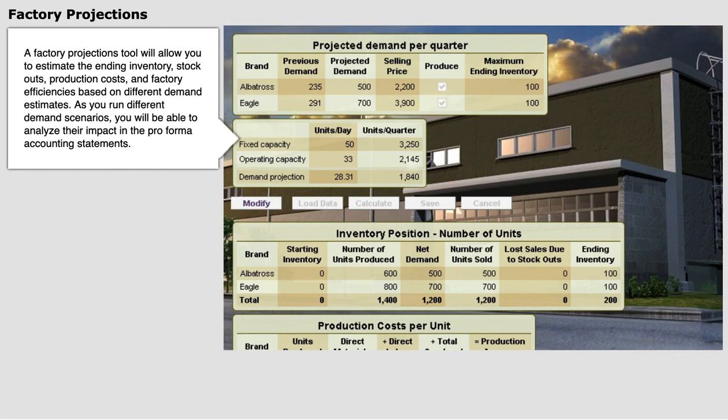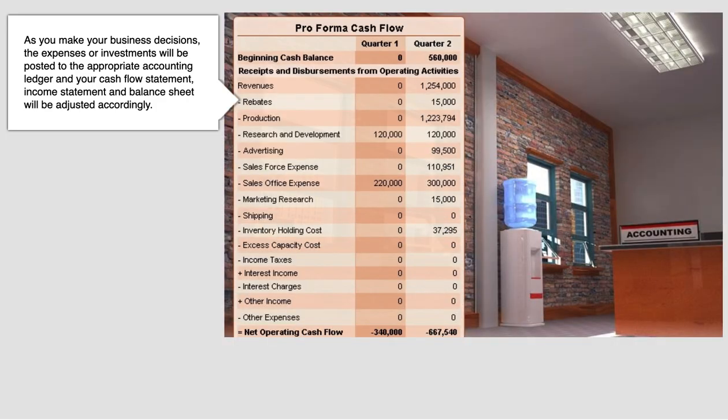A factory projections tool will allow you to estimate the ending inventory, stockouts, production costs, and factory efficiencies based on different demand estimates. As you run different demand scenarios, you will be able to analyze their impact in the pro forma accounting statements. As you make your business decisions, the expenses or investments will be posted to the appropriate accounting ledger, and your cash flow statement, income statement, and balance sheet will be adjusted accordingly.